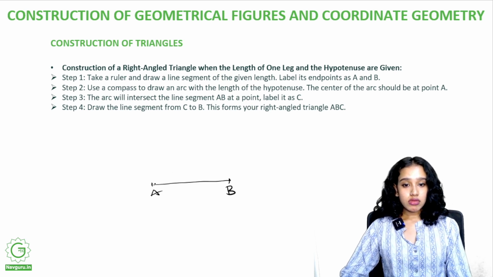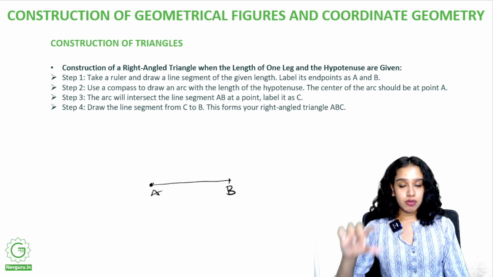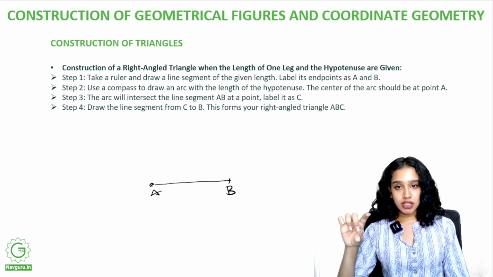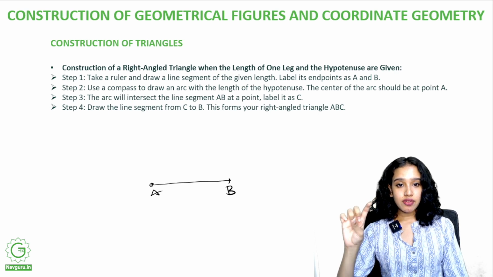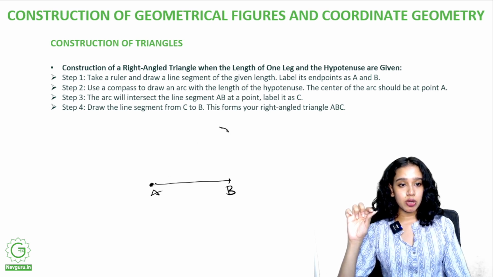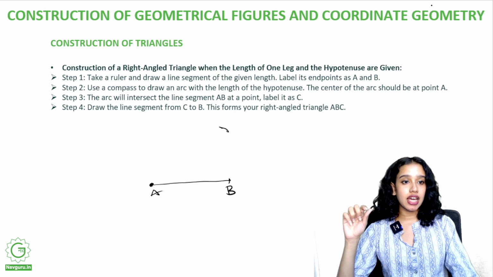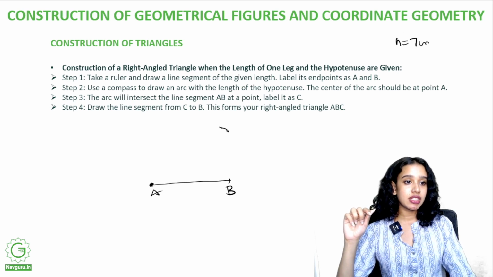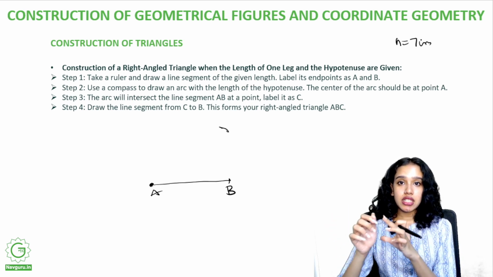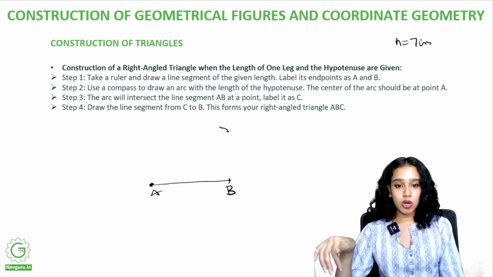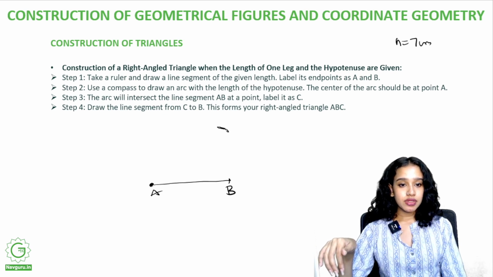Now we'll put the compass here, the sharp side here, and then we'll mark a length till here, right? So this is the length of the hypotenuse. With the given length of the hypotenuse, if the hypotenuse is given to be 7 centimeter, we'll take the 7 centimeter in the ruler from the compass. We'll take it in the compass. We'll draw an arc, right?